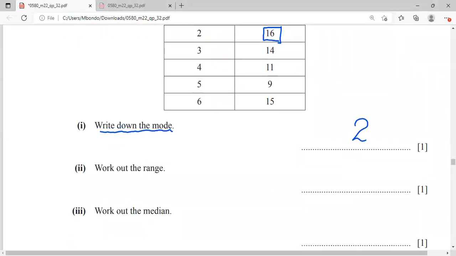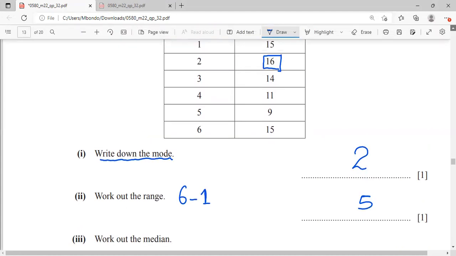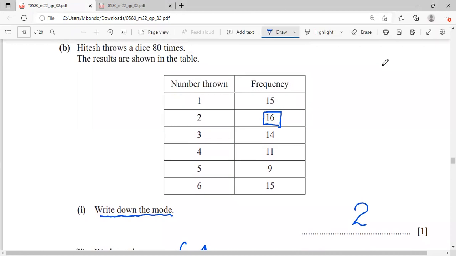Then work out the range. The range is the highest minus the lowest. So the range is 5. Then work out the median. How do we work out the median of this kind of grouped data?